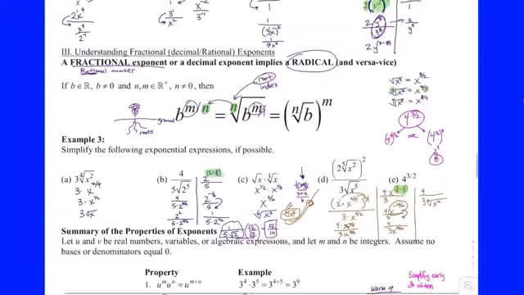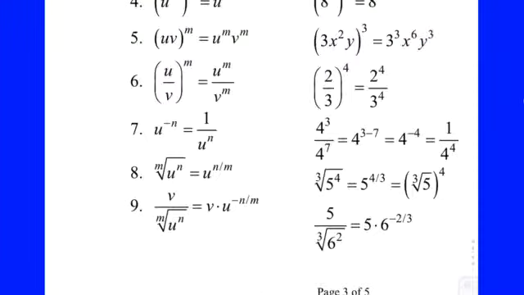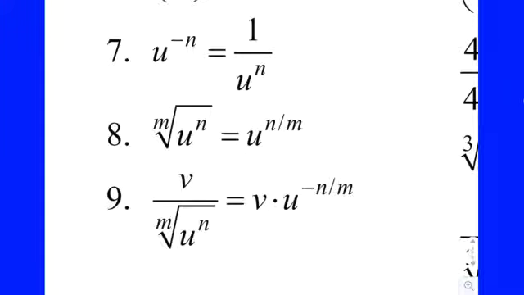Okay. So here's the summary with the new ones added, 7, 8, and 9. So again, number 7, if you have u to the negative n power, it's the same as 1 over u to the n. The mth root of u to the n is u to the n divided by m. And finally, number 9. Number 9 is what you should be shooting for, okay? If you have a radical in the denominator, we're going to be really interested in getting rid of the radical and bringing it to the top.